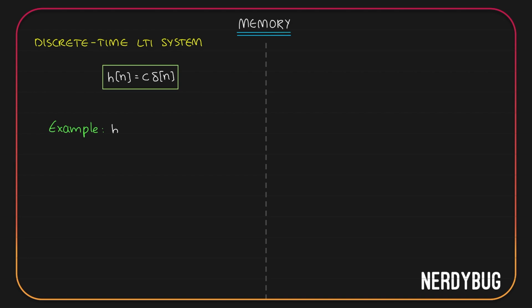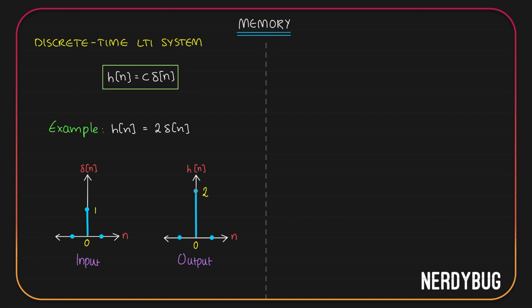Assume we have a system whose impulse response h of n is given by 2 delta of n. This means if you give an input to this system which is equal to delta of n, you will get an output that looks like this. It has value 2 at n equal to 0. We gave input at 0, we got output at 0. Everywhere else the output is 0. So this is a memoryless system.